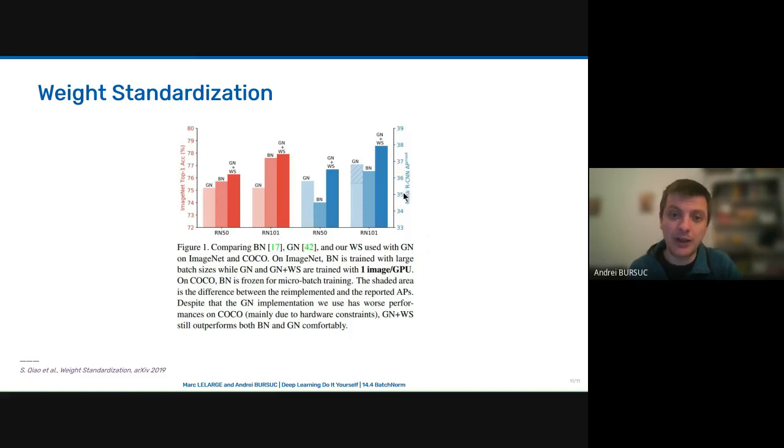And here on the right hand side, in blue, we have results on object detection on COCO. Here again we have a very complex network. Here, unfortunately, batch norm is used. Well, we cannot afford to have big mini batches, so it's trained with regular mini batches because of hardware constraints. Here we can see that group norm shines, but also when you couple it with weight standardization, the results are clearly better.